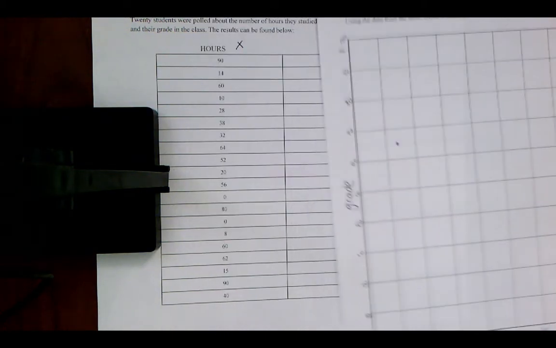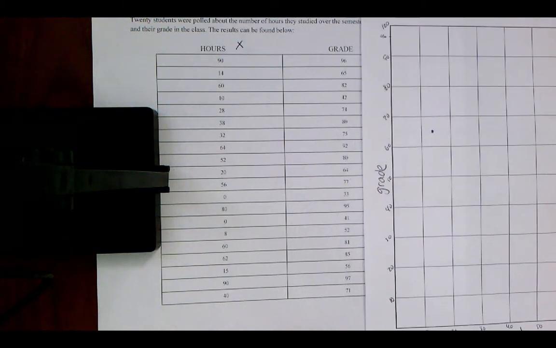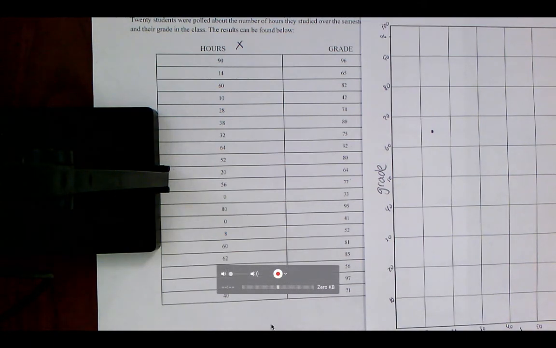On your own, I want you to complete this entire table, okay? And I'm going to pause this for a second and let you work on that.